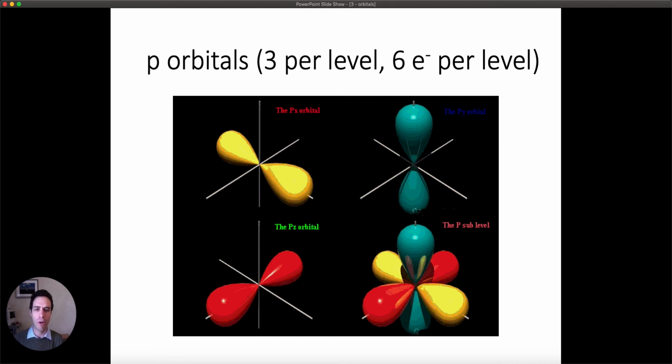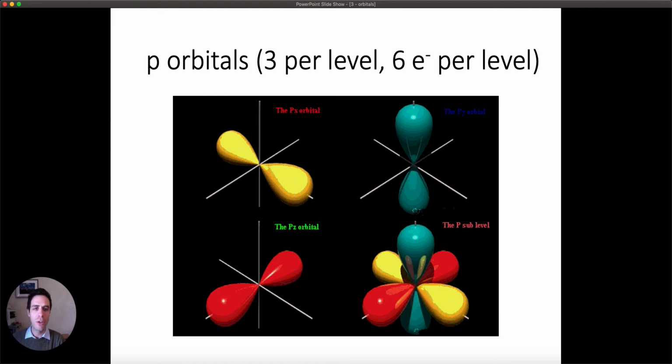That's like saying there are 3 bunk beds in the pink room. Each bunk bed holds 2 people, so the pink room in total can hold 6 electrons. I'm mixing metaphors a little bit, but I hope this helps.